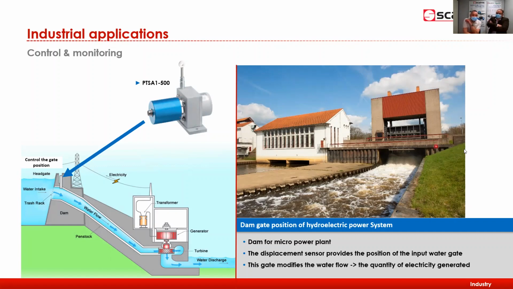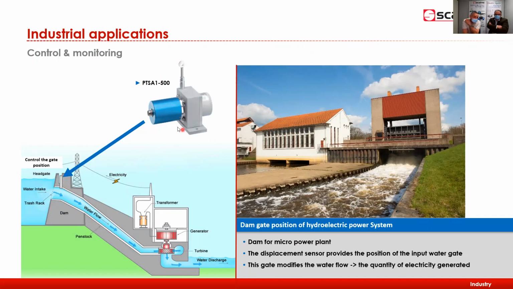So it's a hydroelectric power system. There are motors, a turbine, and generators. We provide electricity for this. We need to flow water, and to regulate this controls the electricity. There is an input gate here. We can move it down and up and control the flow of the water.